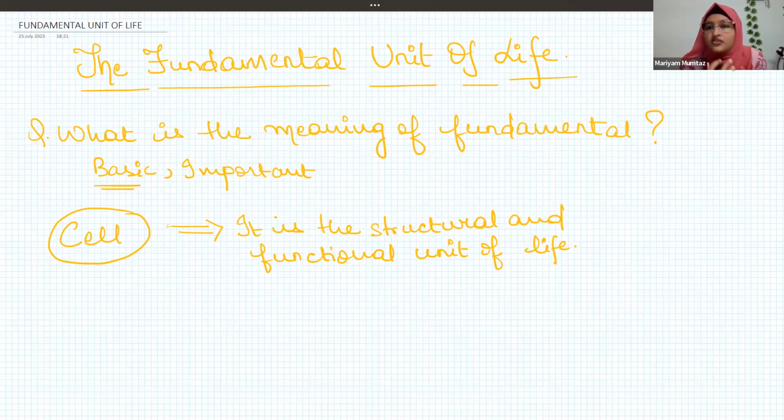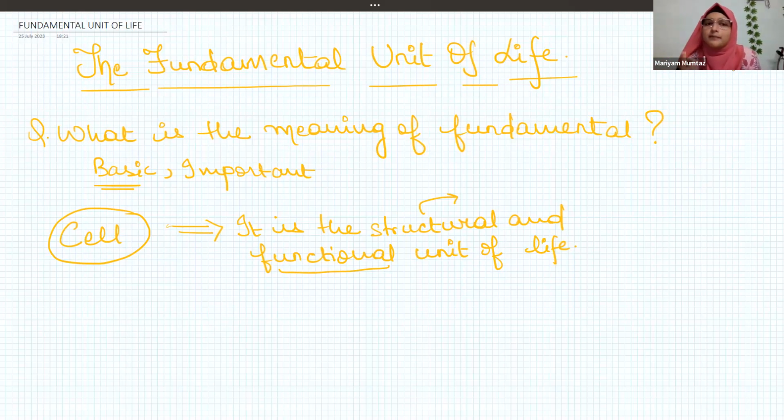Now, what do we mean by structural and functional? The word structural here means it forms the basic structure of all living organisms. And functional means that it performs all sorts of functions of an organism. Any function that an organism needs to survive or to live is performed by the cell. So take any organism in the world, be it humans, animals, plants, or even microorganisms. All of these are made up of cells.